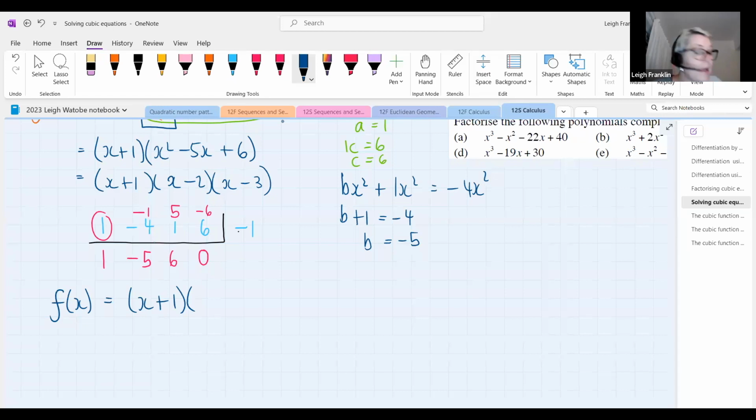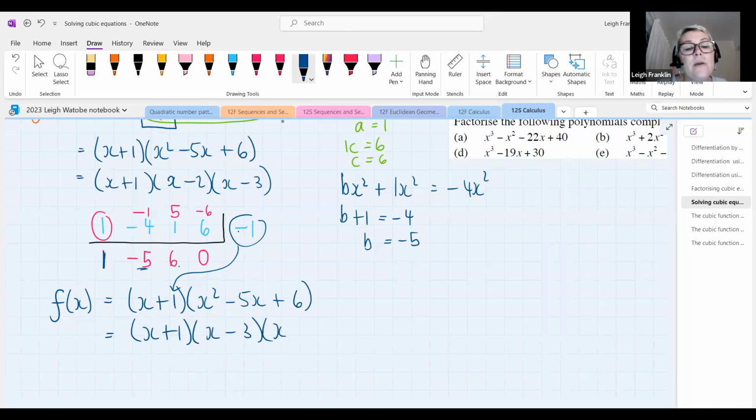Okay, then as far as my x squared is concerned, the x plus 1 comes from here. It's this minus 1 over here. That's why I've got x plus 1 over there. This 1 here is my 1x squared. Minus 5x, so the minus 5x. And then my 6 over there, that would be plus 6. And then I would close my brackets. And now I can go ahead and factorize. So it'd be x minus 3 times x minus 2.